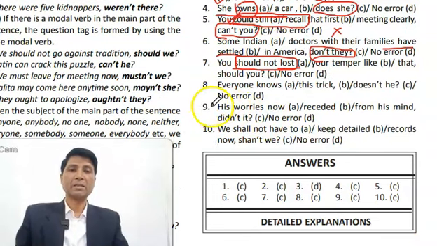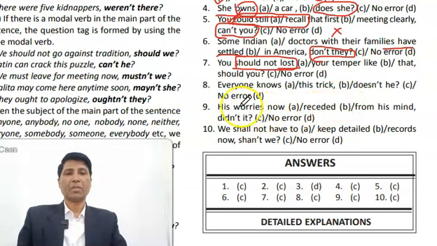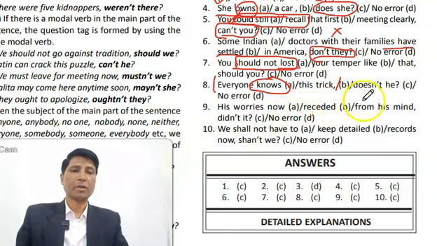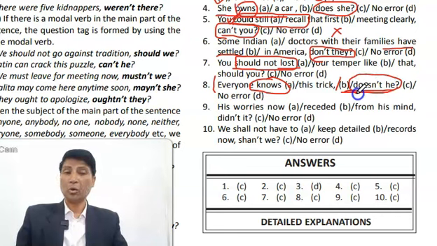Question number 8 says, everyone knows this trick, doesn't he? Now the main statement is this, and the given verb is in the simple present tense, and we know it very well that the question tag is formed by using the auxiliary verb of that particular aspect. So here the question tag has been formed by using doesn't. Is it correct? No. Again we have to see the subject.